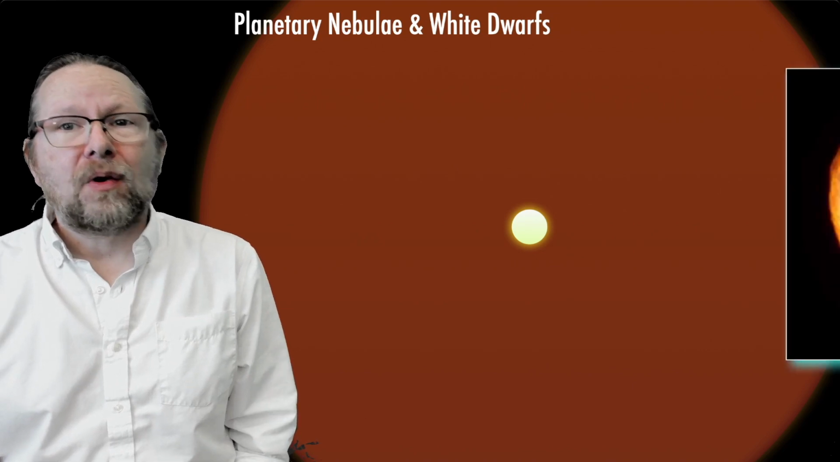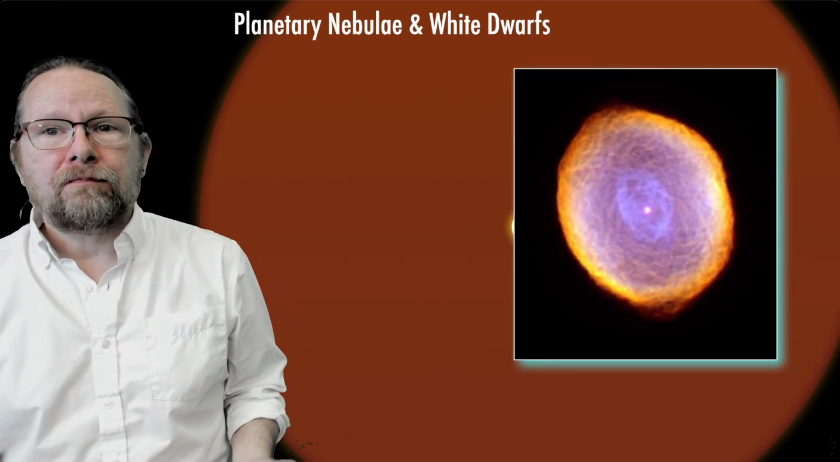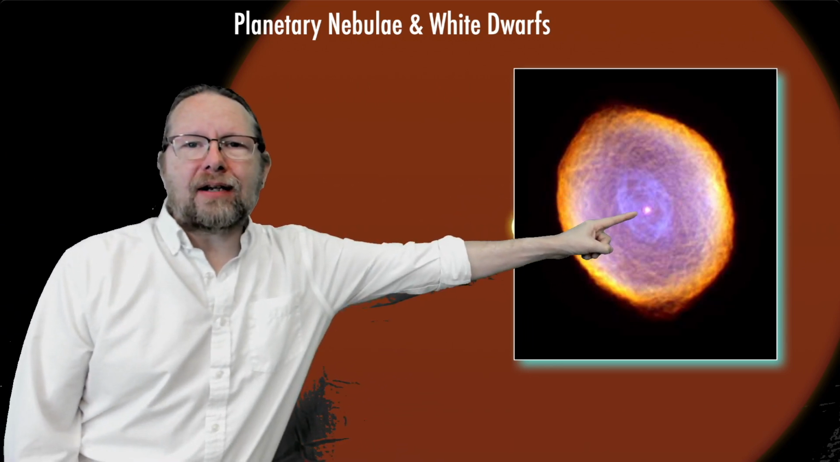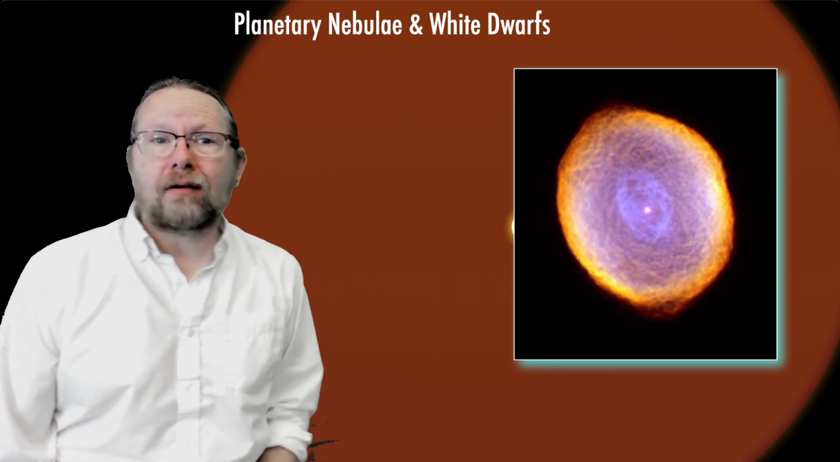What are they, though? They are expanding bubbles of gas that had been a red giant. And what you see in the center of every planetary nebula is a little tiny, very hot white star, a white dwarf.